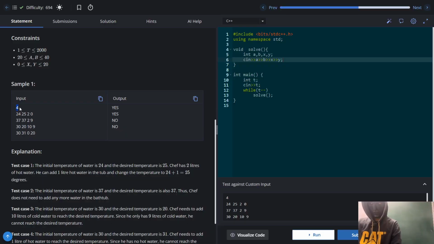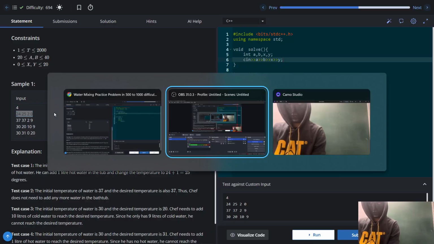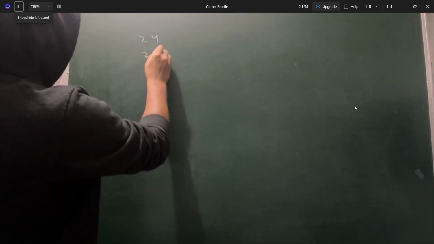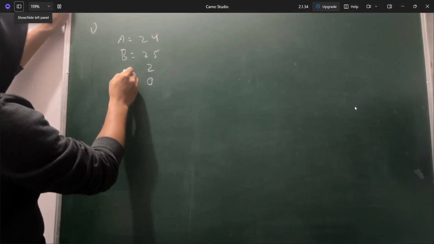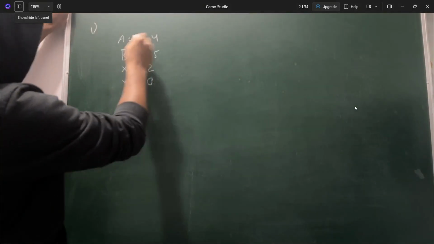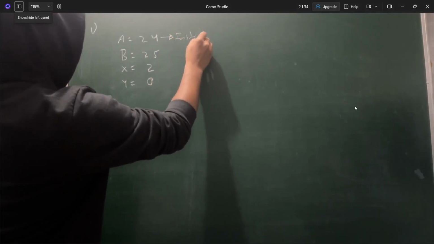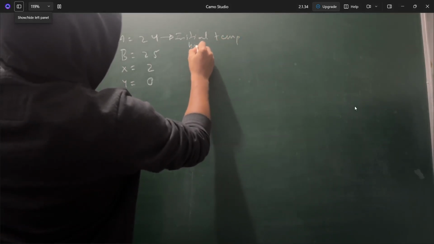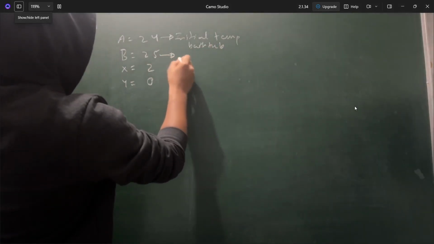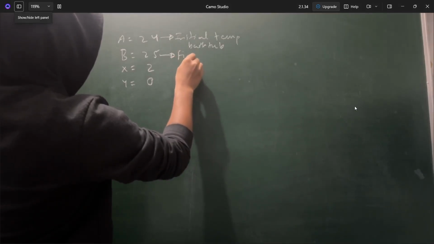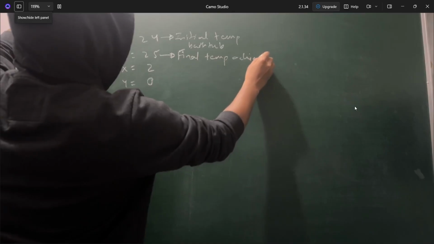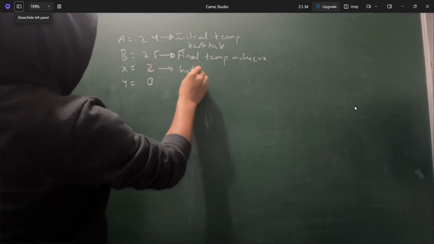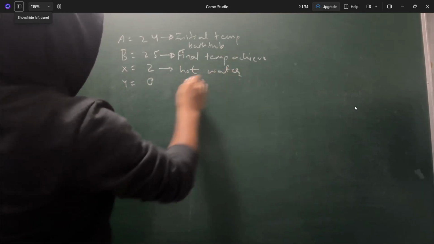In the first case, they've given 4 test cases. In the first case, 24, 25, 2, 0. So what it is saying is that A is 24, B is 25, X is 2, Y is 0. What is A? A is the initial temperature of the bathtub. And what is B? B is the final temperature of the bathtub that Chef wants to achieve. What is X? Hot water. This is liters of hot water, this many liters he has. What is Y? Cold water.